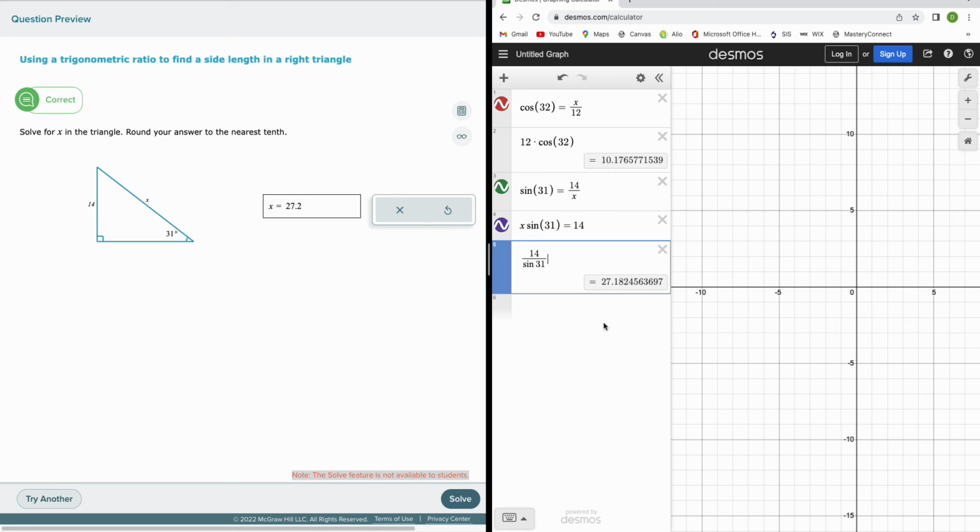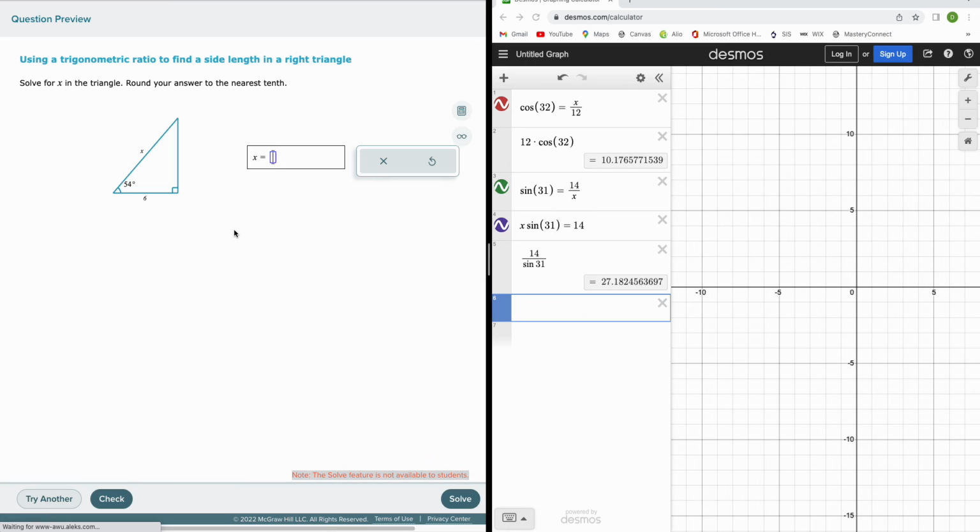Now I'm going to keep doing these. All right, let's go down here. Let's do one more. Now we got to look. What are we given? Are we given an opposite? No. Are we given an adjacent? Yes. So our adjacent is 6 and our hypotenuse is x. So hopefully you know you got to use cosine. Cosine of 54 is equal to 6 over x.